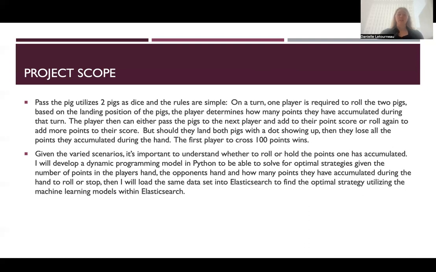Given the varied scenarios, it's important to understand whether to roll or hold the points one has accumulated. I will develop a dynamic programming model in Python to be able to solve for optimal strategies given the number of points in the player's hand, the opponent's hand, and how many points they have accumulated during the hand to roll or stop. Then I will load the same data into Elasticsearch to find the optimal strategy utilizing machine learning models within Elasticsearch.